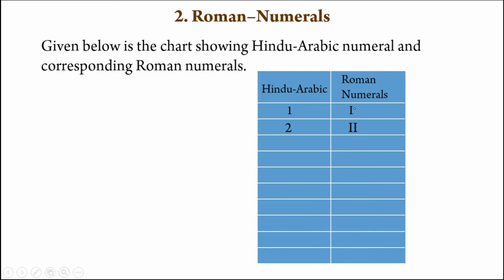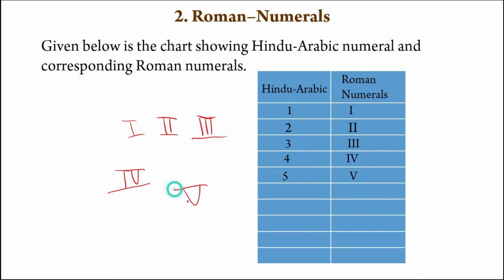So 1 is written as I, 2 is written as II, 3 is written as III, and 4 is written as IV. 5 is written as V. As you can see, in 1, 2 and 3 there are one I, then two I's, then three I's. But in 4 there is I and V. There is I and V because V is equivalent to 5 and here it is 4. So if we put a 1 before a 5, we will get 4.